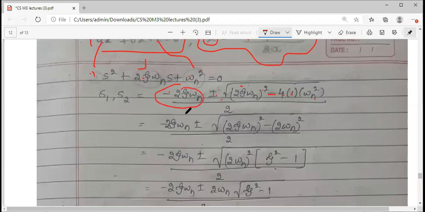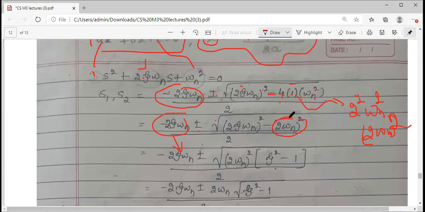I have kept this as it is, plus or minus root of. I can write this 4 wn square; 4 is nothing but 2 square and wn square. So the power I can take common. I can write it as 2 omega n square, sorry, it is 2. So that I have written here: instead of 4, 2 square. Then coming to the next step, root of.